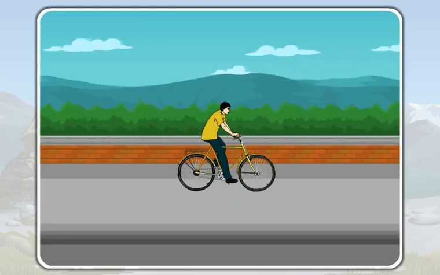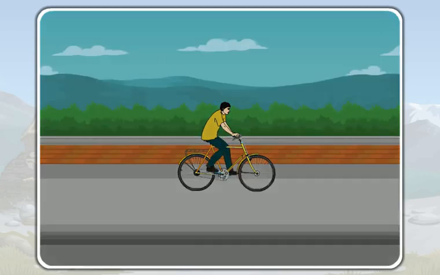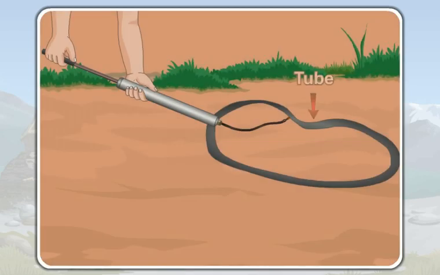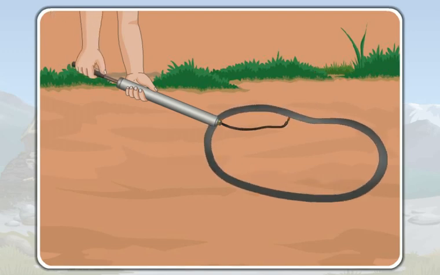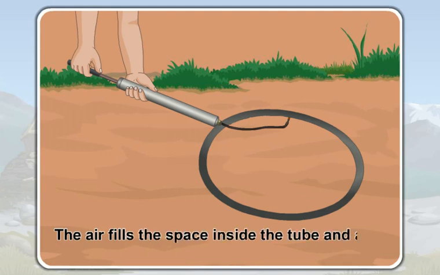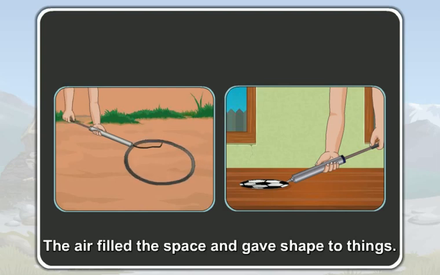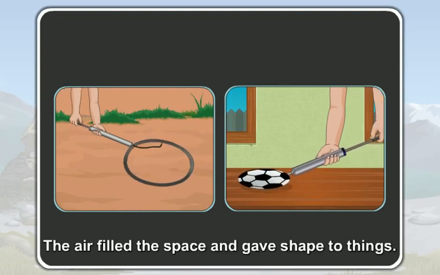Students, you all like to ride cycles, don't you? Now, look at this flat tube of a cycle. Let us put some air inside the tube. What do you see? The tube gets bigger. The air fills the space inside the tube and also gives a shape to it. So, we can say that the air filled the space and gave shape to things.